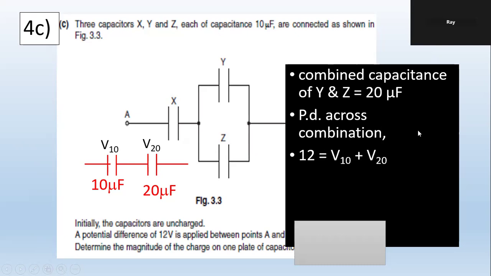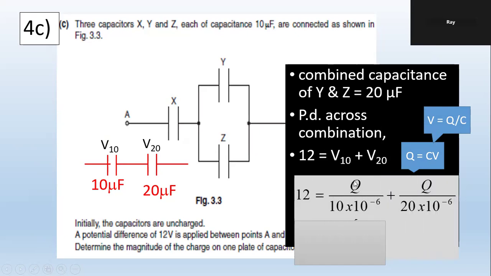Right? PD across the combination is 12 volt, V, 10, V, 20, and we use Q equals CV. V is Q over C. That's your C, so let it be Q over that. Change to SI unit, Q over 20, and simplify it. You get 80 microcoulomb. Whether it's on the resultant or on either one of them, it's the same. Both of them have the same charge. Can?